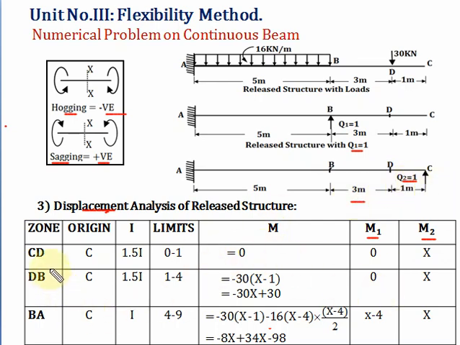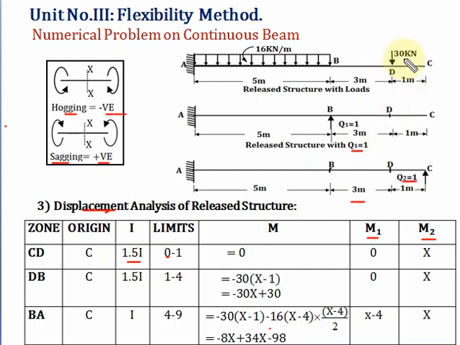Now here we'll consider the zones from here. First zone is CD. The origin we are considering is C, and for the CD portion we know that the moment of inertia is 1.5 I. Limits are nothing but the length. C is the starting point, so the limit is 0, and at D the length is 1. So the limits are 0 to 1.